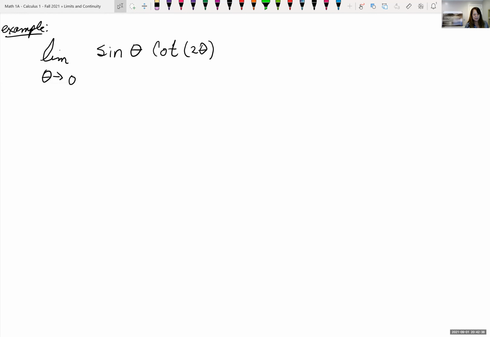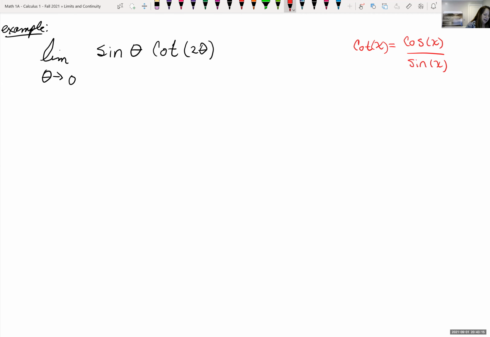So now we're looking at the limit as theta approaches 0 of sine theta times cotangent of 2 theta. On these, it's probably helpful if you have any tangent of theta, cotangent of theta, secant of theta, cosecant of theta, to convert it in terms of sine and cosine. And so recall that cotangent of some value x, we can rewrite this. This is the same thing as cosine of x all over sine of x, the reciprocal of tangent theta.